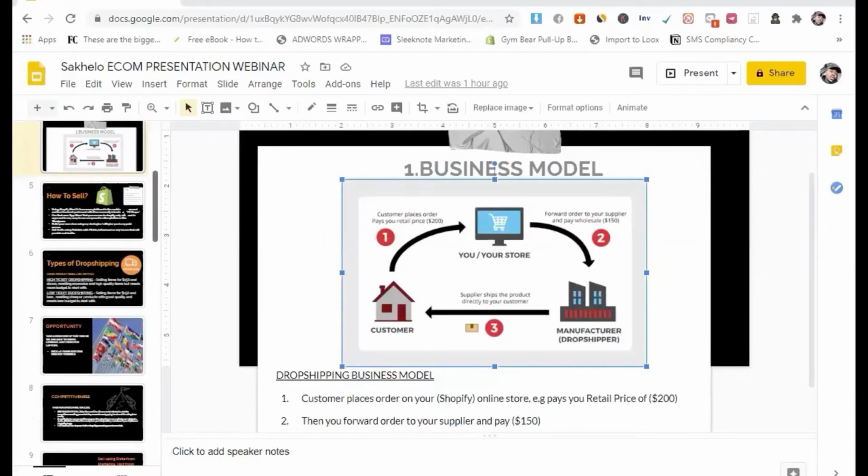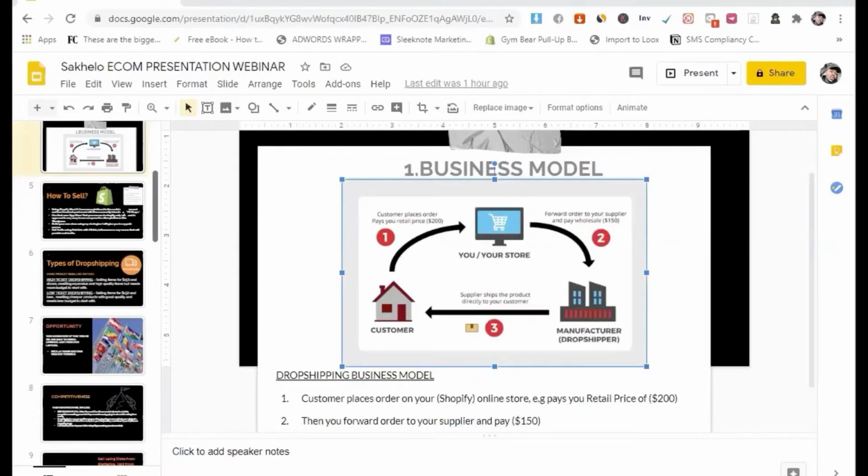So basically your customer doesn't know your manufacturer. What you do is you just forward all the details, the delivery address, the email, and their cell phone number if it's required, to your supplier, and then the supplier will ship directly to your customer. So you don't have to leave the house, you don't have to do anything, you don't have to have any inventory upfront, because they saw it from your page, right?